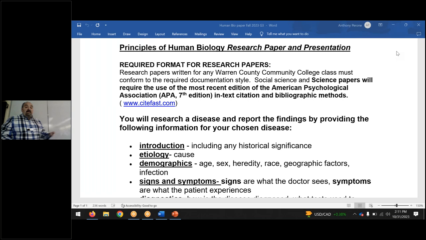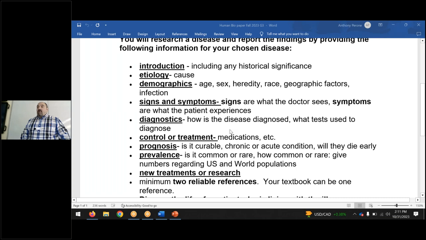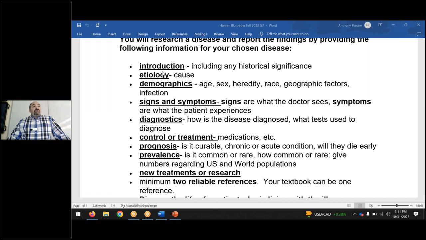It doesn't have to be a very long paper, but you'll research a disease and report the findings by providing the following information for your chosen disease. Here is what I would like present within the paper: an introduction, the etiology, the cause, the demographics, who actually can get this illness and such.